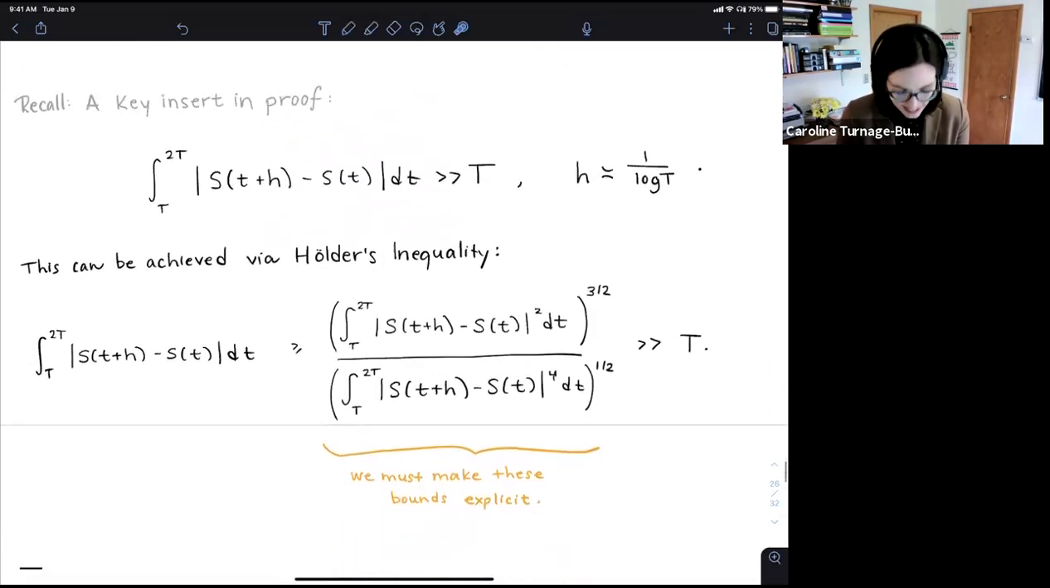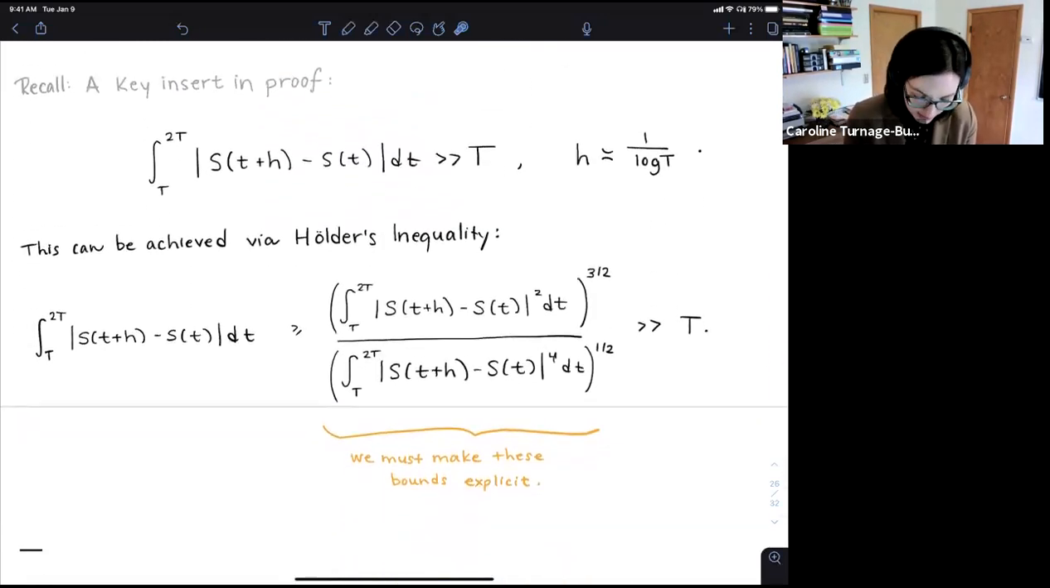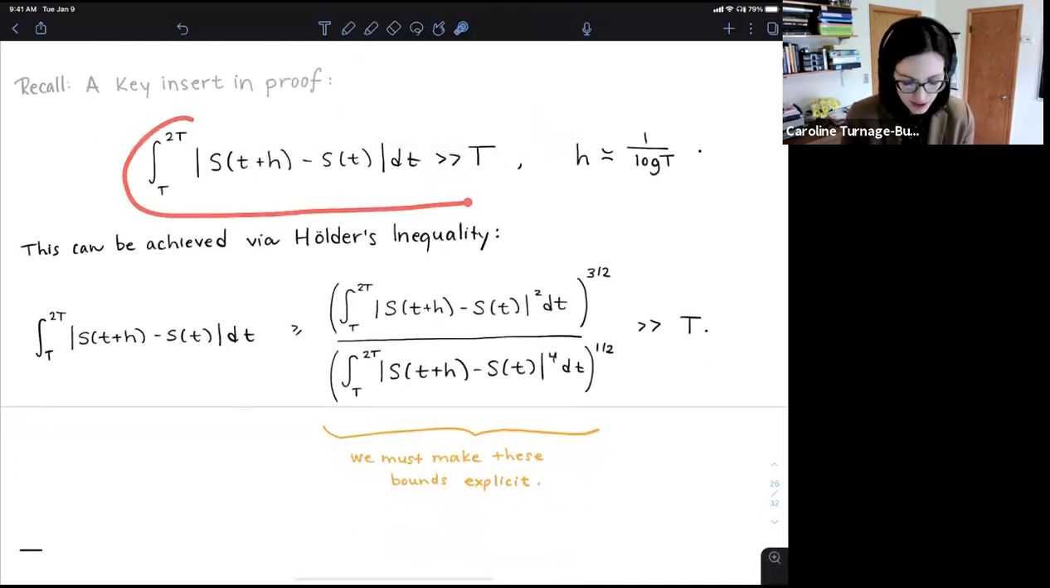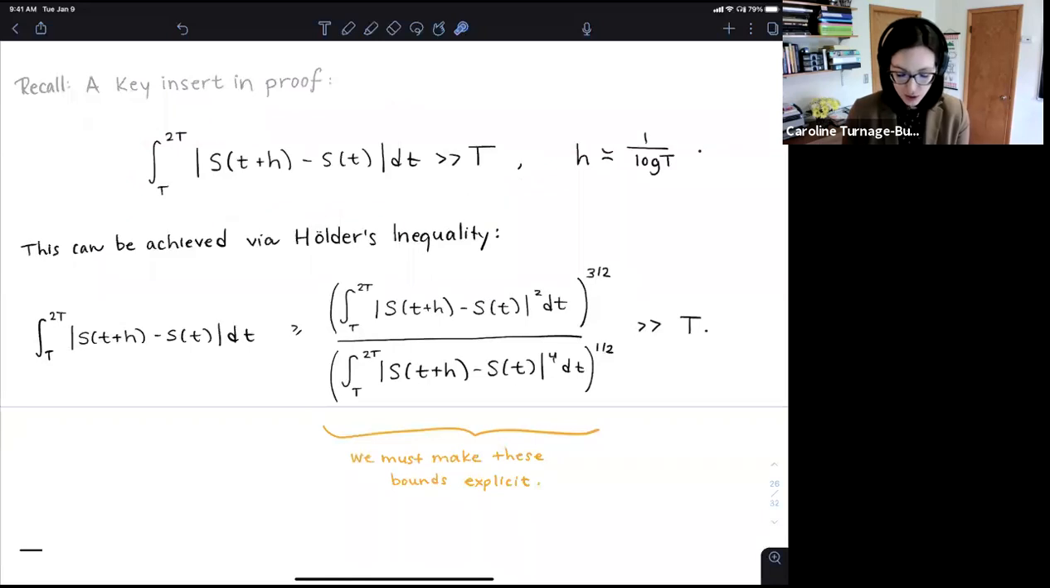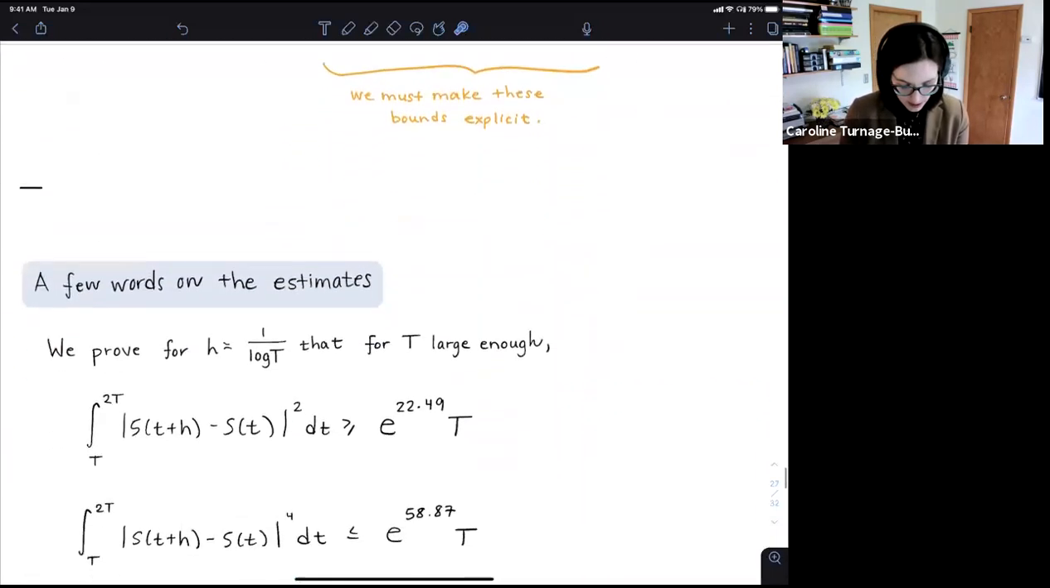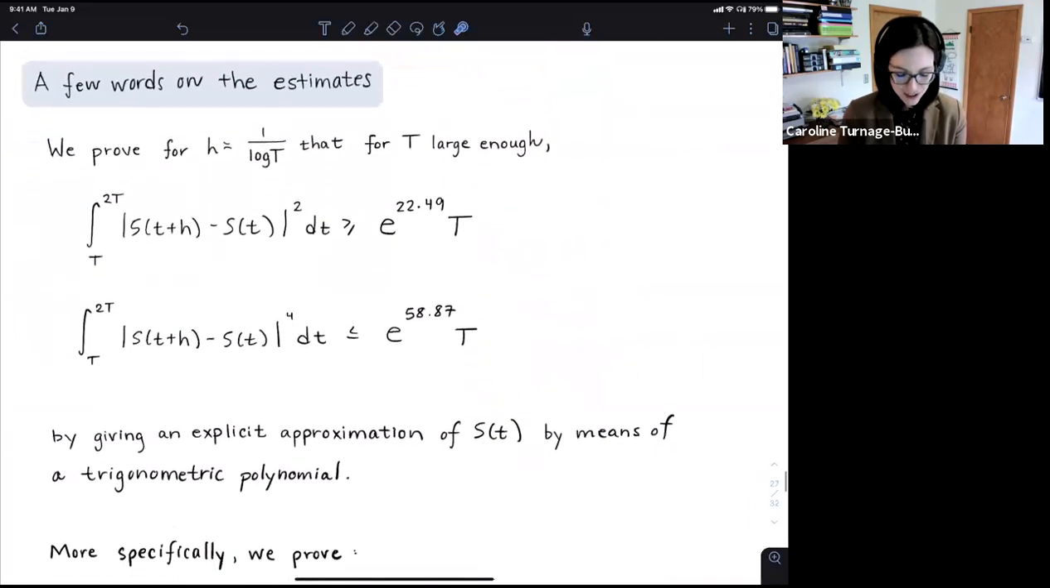All right, so the key step in the proof really comes down to this inequality. And again, as I said, you can do this through Hölder's inequality by getting a lower bound on the second moment and an upper bound on the fourth moment. And we make these explicit. I can tell you first, what do I mean by explicit? So here are the constants that we got. Again, not working for the best ones, just showing proof of concept.